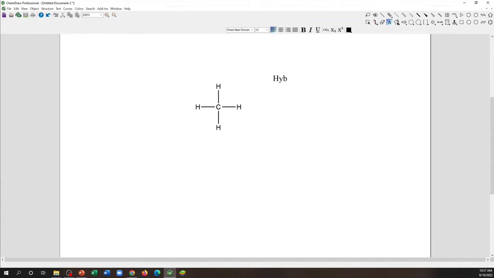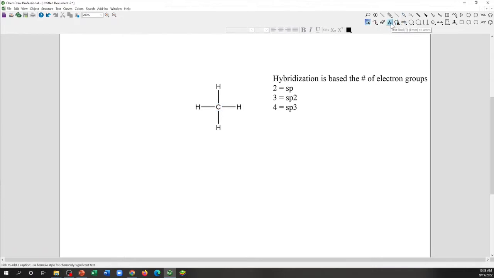Hybridization is based on the number of electron groups. And so if we have 2 electron groups, then it's going to be sp hybridized, 3 electron groups, it's sp2, and 4 electron groups is sp3. And this is how it's always going to be in organic chemistry. I'm trying to think of exceptions, but this is true enough. So based on the number of electron groups, this carbon right here is hybridized.